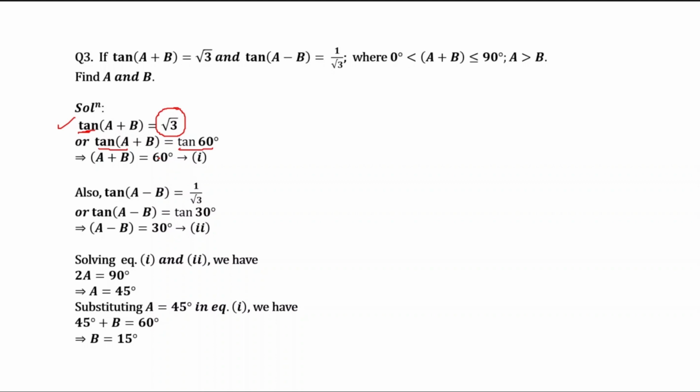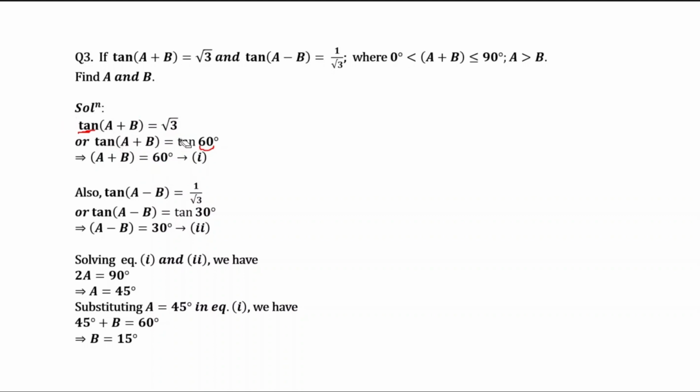Why did I think of tangent only? Because if there would be tangent on both sides, then only I can equate the angles. You need to have the same trigonometric ratio present on the left and right side, then only the angles could be equated, right? That is why we thought of what value of tangent gives me root 3. So it's tangent 60, and if tangent of a plus b equals tangent 60, the value of tangents could be equal only when the angles are equal, right? That is why this implies a plus b equals 60 degrees. From here you get your first equation.